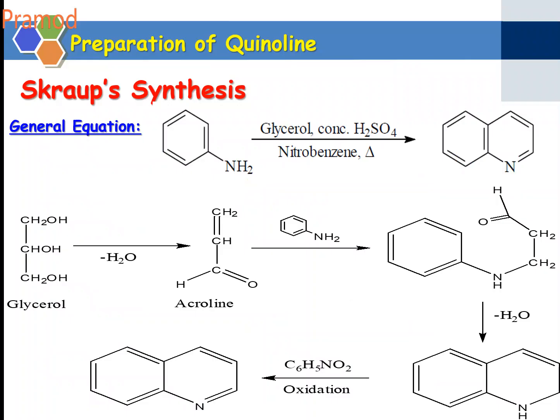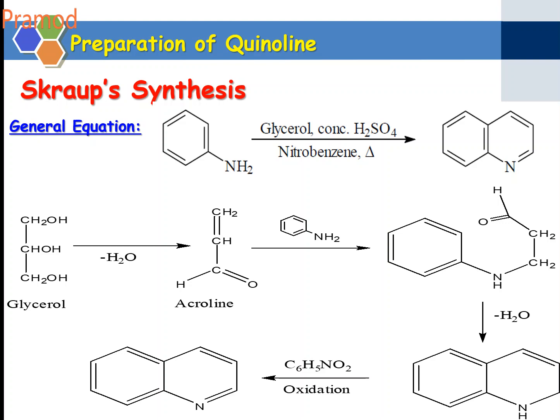Now let's go for the synthesis. Very important, Skraup synthesis. So what are the reagents used in Skraup synthesis? You take aniline, you treat it with glycerol in the presence of concentrated H2SO4, followed by nitrobenzene, and heat it. The reagents used are aniline, glycerol, H2SO4, nitrobenzene. And you get your quinoline.